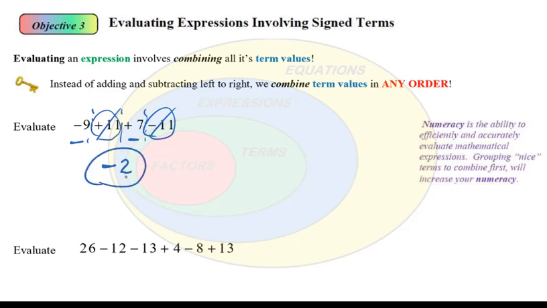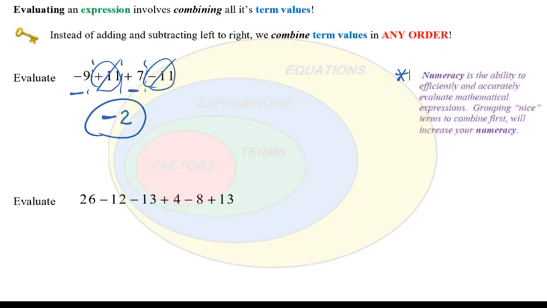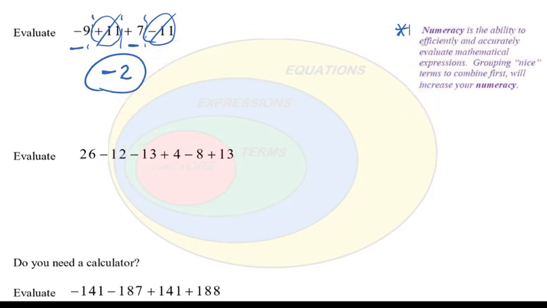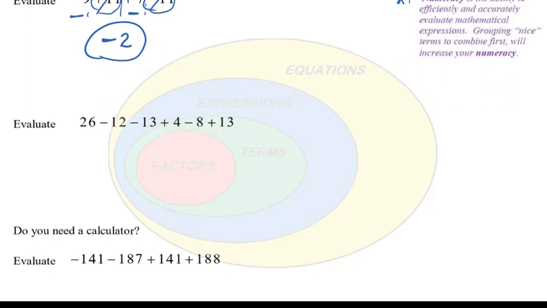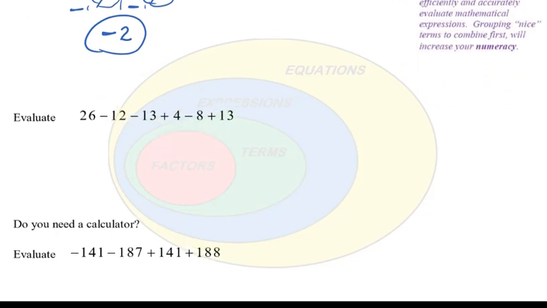So the idea that we're using is really important, this numeracy idea. It's the ability to efficiently and accurately evaluate mathematical expressions. Basically, showing us how to group nice terms to combine first will increase our numeracy. And that's what we're learning to do here. So math is not as restrictive as you thought it was. We do not have to add and subtract left to right.